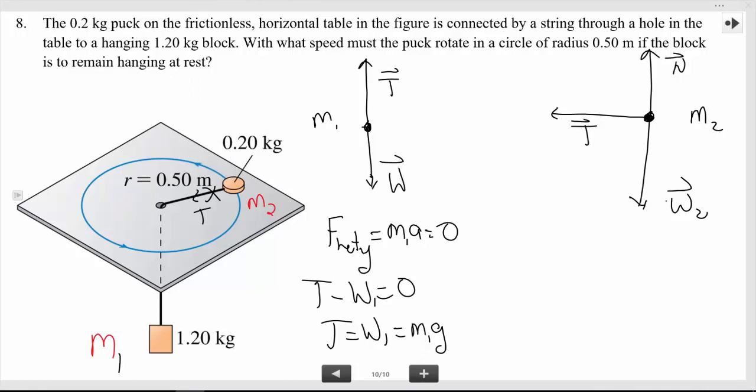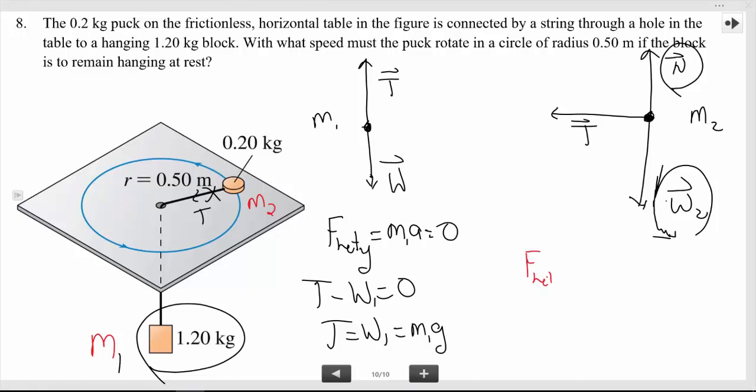All right, so we know what that tension must be. It must equal the weight of block M1, okay? And these two must equal each other, or else we would be accelerating. Good. So the net force on the puck, or M2, would be F net. We add up this force and that force, which sum to 0. What we are left with is just the tension. So the net force is the tension, and this is responsible for the puck M2's acceleration, which is a centripetal acceleration because it's towards the center of the circle.